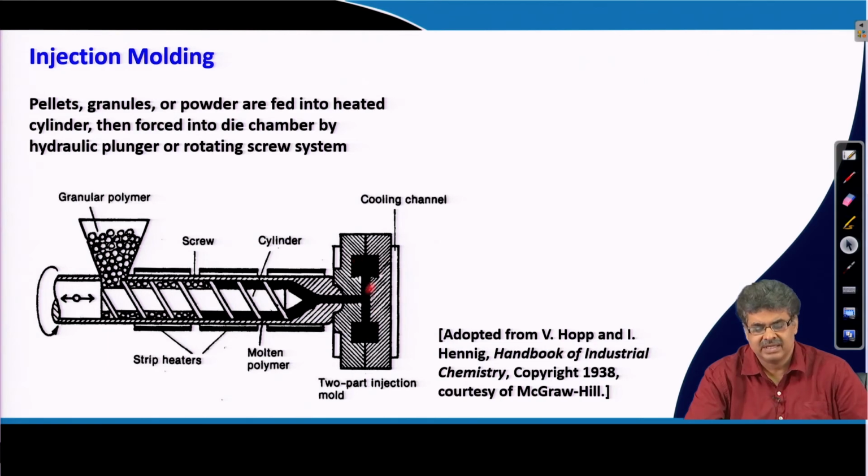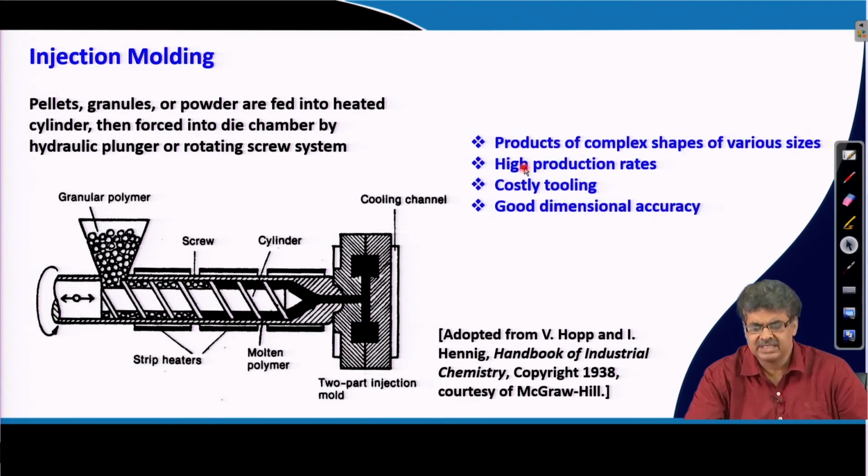In this case, a dog bone shape sample is produced here, which is typically used for mechanical testing, which we will discuss later. So, in this case, products of complex shapes of different sizes can be produced, with a high productivity rate, but costly tooling. This is costlier than the extruder machine, and it has very good dimensional accuracy.